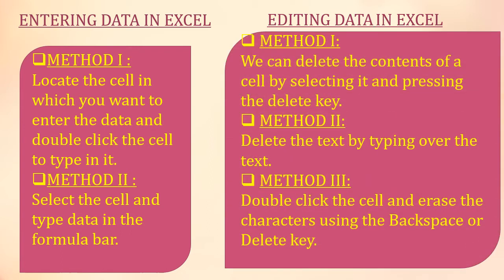Now let's study how you can edit data in Excel. There are different methods. First one is we can delete the contents of a cell by selecting it and pressing the delete key. Second is you can also delete the text by typing over the text. To type over the text, simply click the cell and start typing. Third way, double click the cell and erase the characters using the backspace or the delete key.